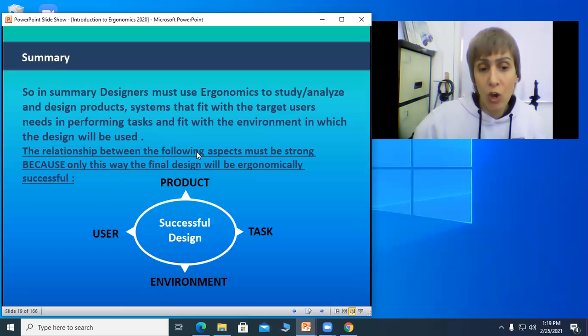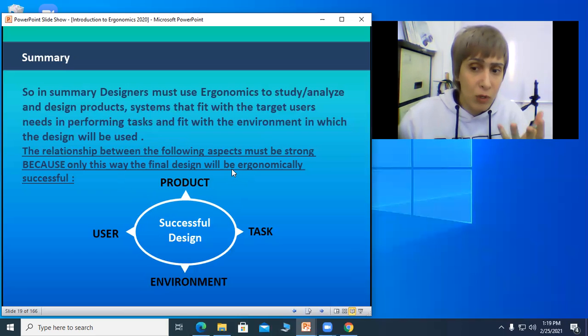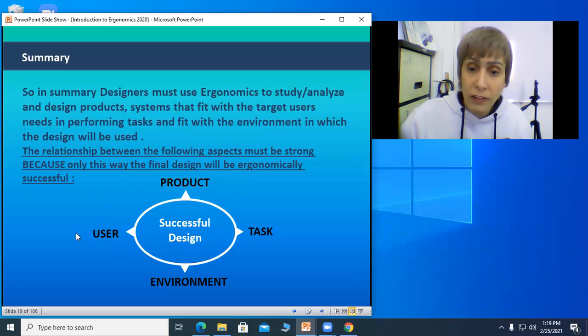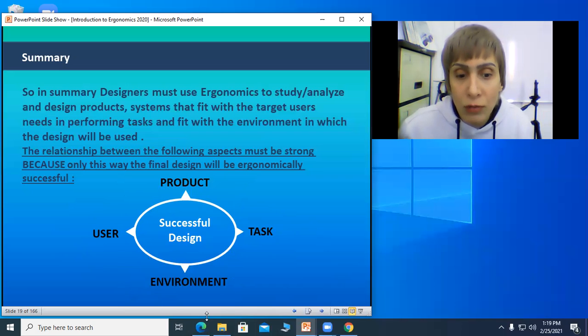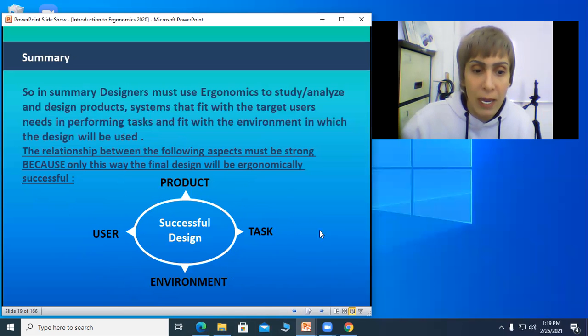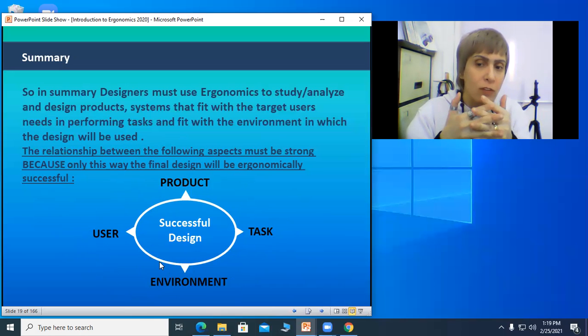So, always you have a product, some kind of a product that you're designing. And the user, who is the user that's going to use it? You have tasks. What kind of tasks is the user going to perform with this product? And in what kind of environment will this happen? So all of these four aspects are always connected with each other.